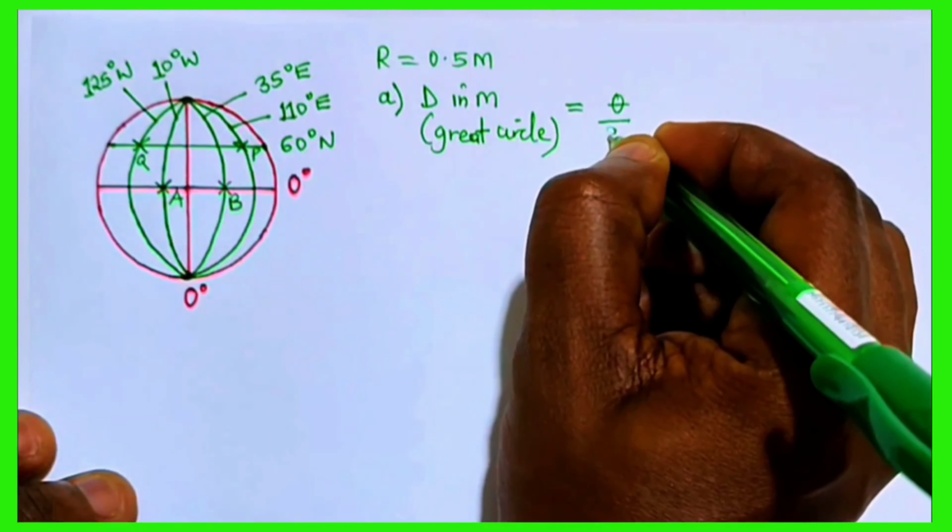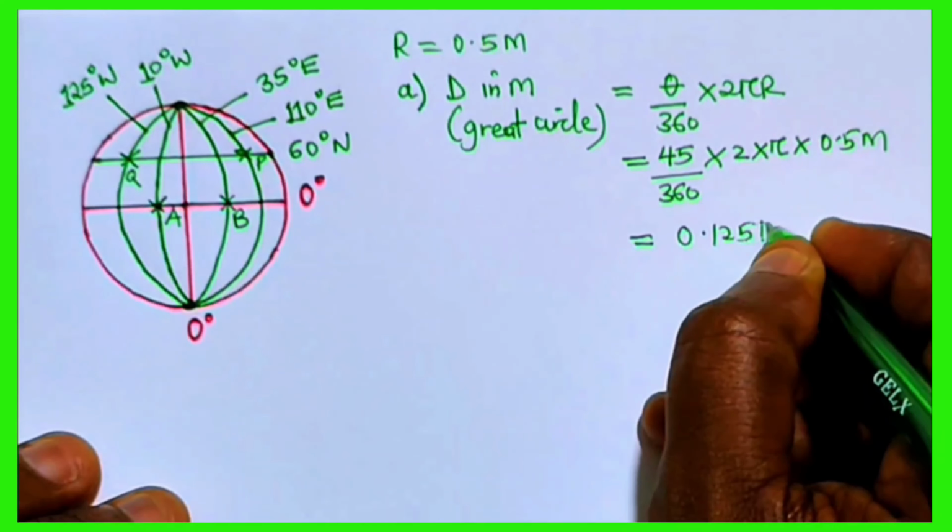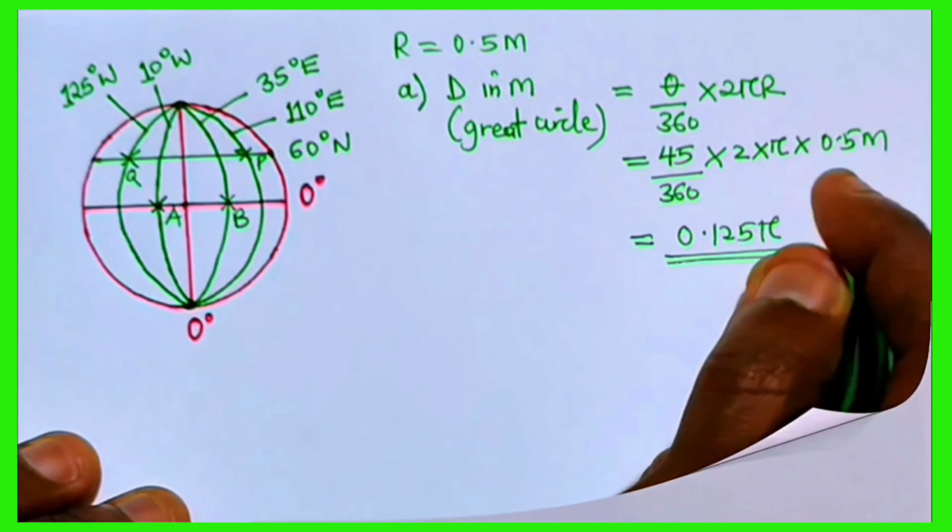We are going to consider that we have 35 degrees on the eastern side of Greenwich, and then we add 10 degrees on the western side of Greenwich. So we're going to have our theta as 45 degrees. So we're going to have 45 divided by 360 degrees, and then we multiply by 2, and then we multiply by pi, and then we multiply by the radius, which is 0.5 meters. And therefore by multiplication you're going to get our answer as 0.125 pi, and this is the solution.